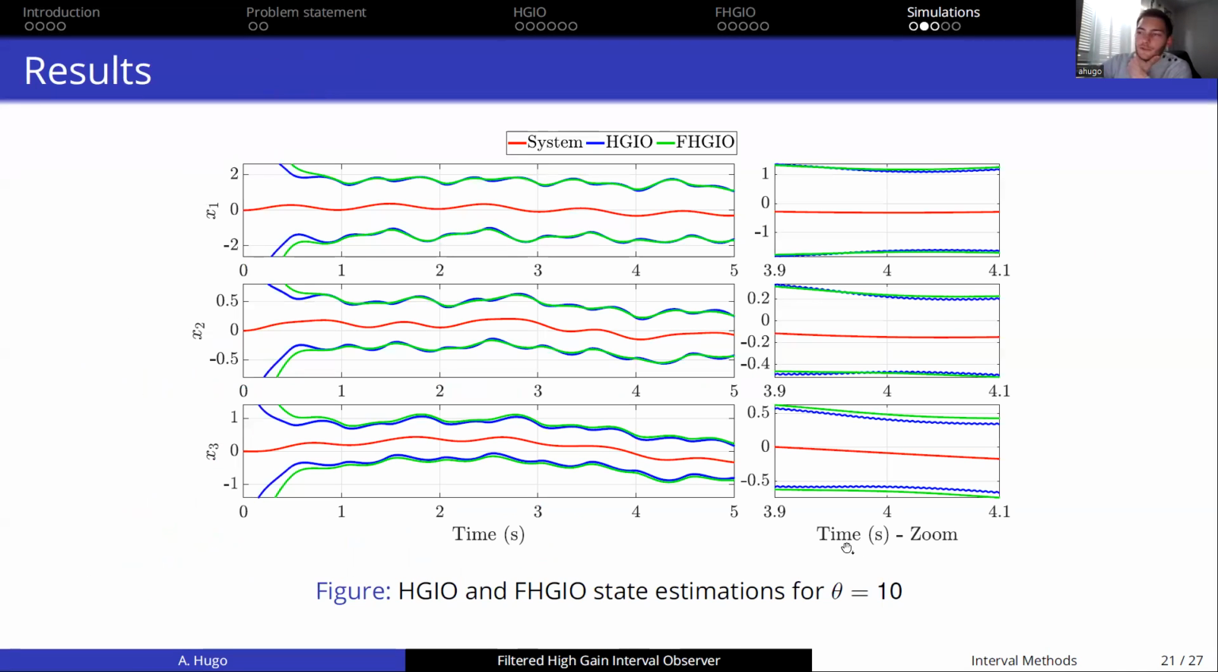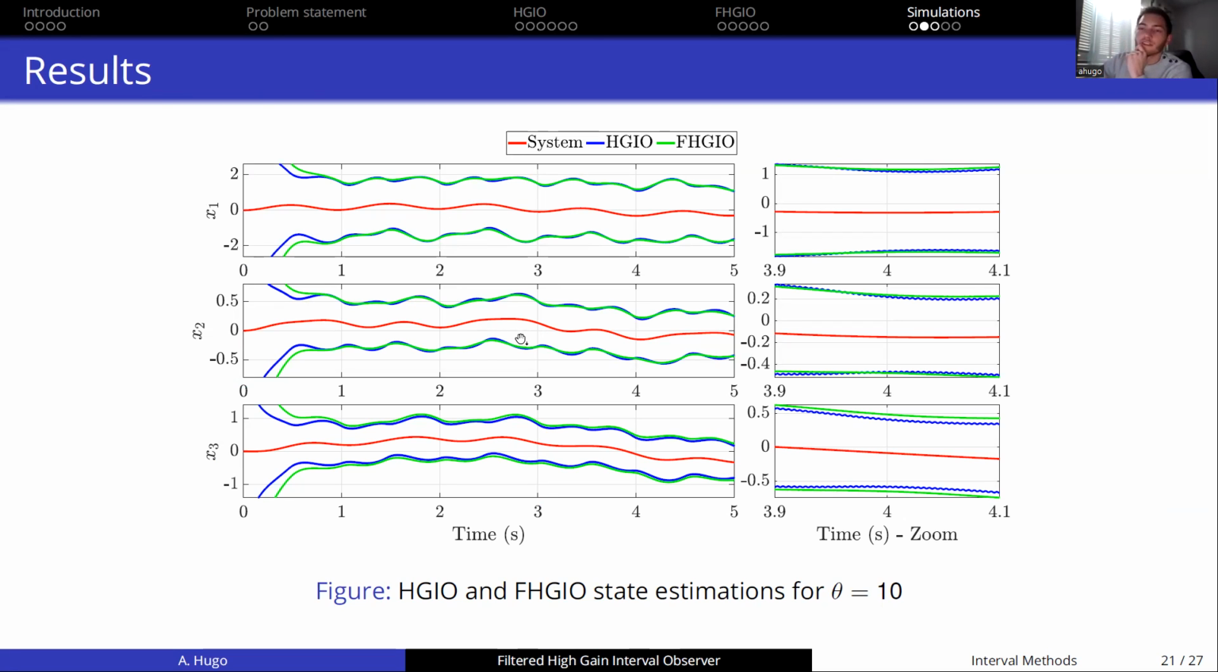So the first figure presents the estimation obtained with certain poles of the observer, obtained with theta, the eigenparameter, equal to 10. We can see in this case that the estimated intervals are quite large, and they are not really noisy. This is due to the fact that the eigenparameter is not that high with respect to the noise. So we can really see the benefits here of the filter. We can only see that they globally have the same dynamics.